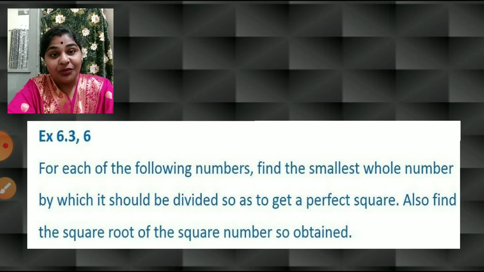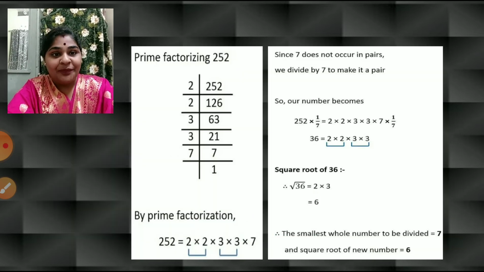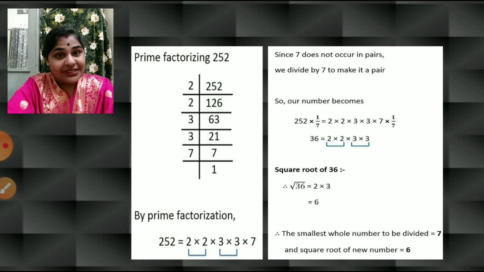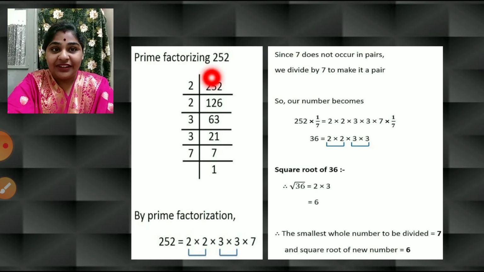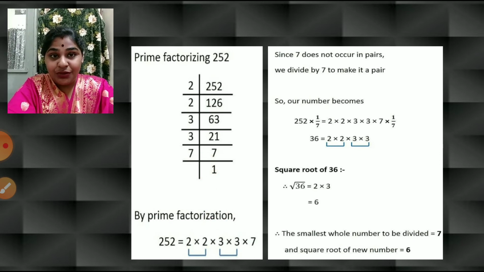In the previous question it should be multiplied, right? Also find the square root of the square number so obtained. So prime factorize first. This is the first number, that is 252. The first step is same, children. You will first prime factorize the given number. So 252, when we prime factorize, we get 2 into 2 into 3 into 3 into 7.